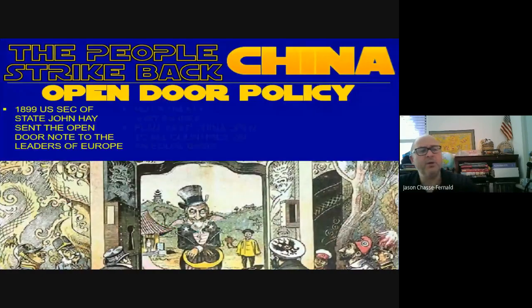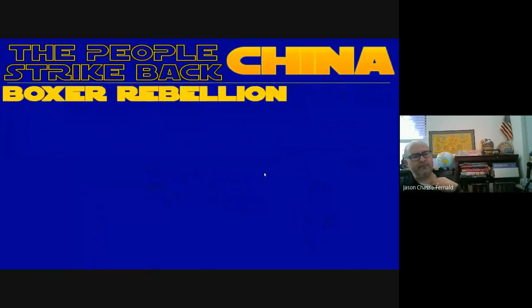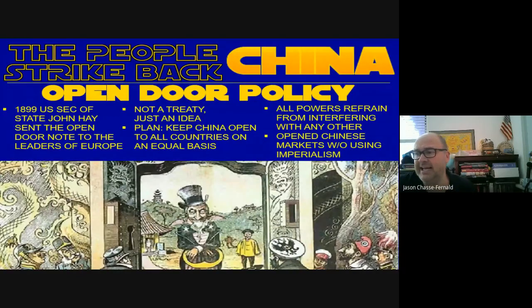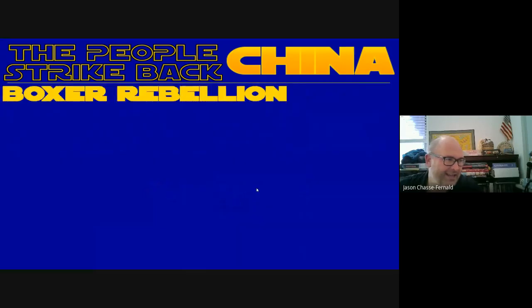All right, open door policy. This is a word that does pop up every once in a while, and really this is just an idea, where people are moving away from this notion of spheres of influence. So why should only England be able to trade in Hong Kong, in the Canton region? Why shouldn't every country be able to do this? So this is an idea of opening markets to everybody. Maybe proto-globalization might be how you want to look at something like that.